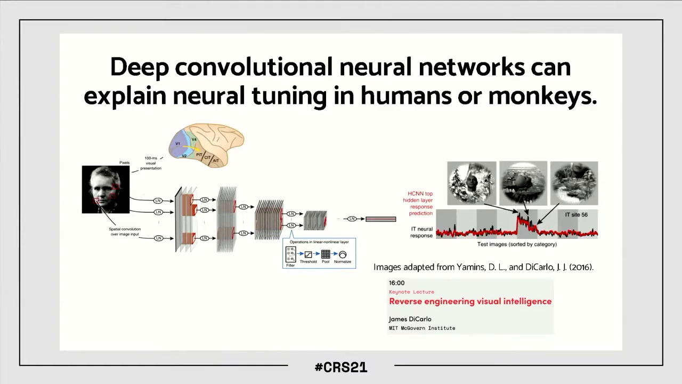This was first published by Dan Yamins and James DiCarlo in 2014, and I took these nice illustrations from the review. I also want to mention that I'm really looking forward to the keynote lecture from James DiCarlo today. However, one thing that these convolutional networks are lacking is a mapping of artificial neurons to biological neurons, and they are often feedforward and don't have temporal dynamics.